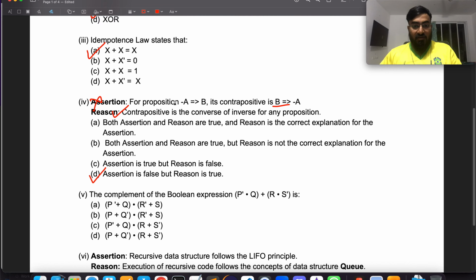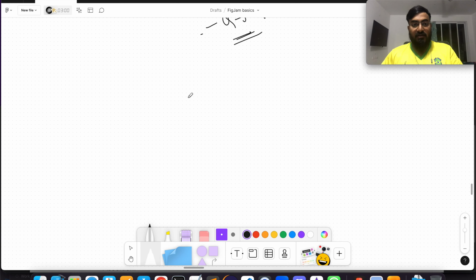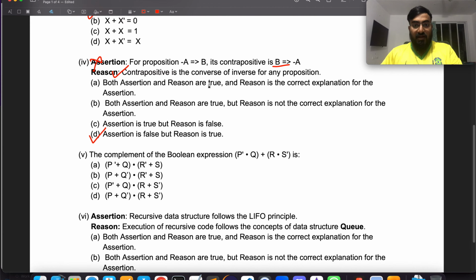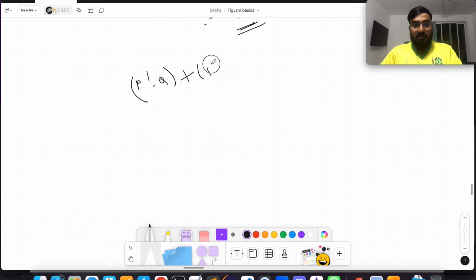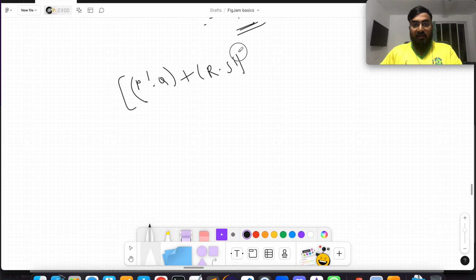Okay, moving on, the complement of the Boolean expression p bar dot q plus r bar dot s. So p bar dot q, and you have plus r bar dot s bar. And you have to find the complement. So basically you have to find the whole complement of this. So this is basically a plus b whole bar, equal to a bar dot b bar. So this is equal to p bar dot q bar dot r dot s bar bar. Now this is a bar dot b bar.